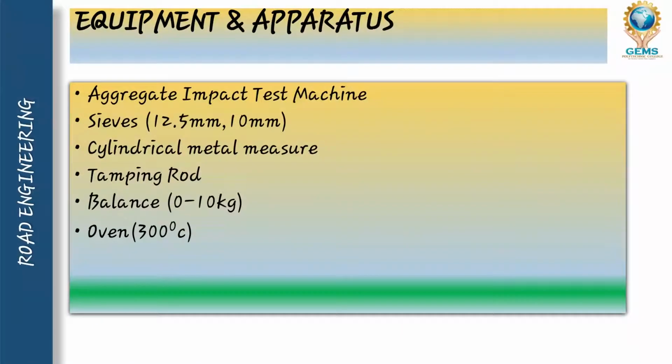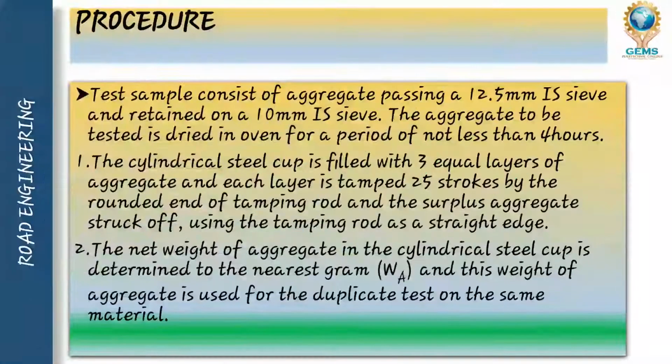The equipment and apparatus used for the impact test are the aggregate impact test machine, sieves of 12.5 mm and 10 mm, a cylindrical metal measure, a tamper rod, a balance of 0 to 10 kg, and an oven. These are the apparatus used for testing the aggregate by applying load that it will resist. Let us see the procedure.